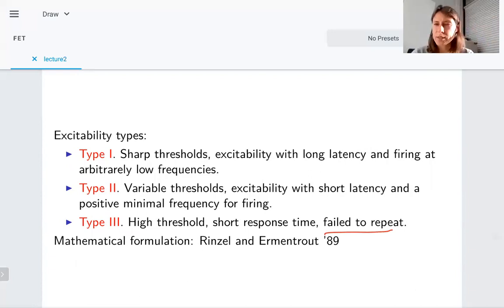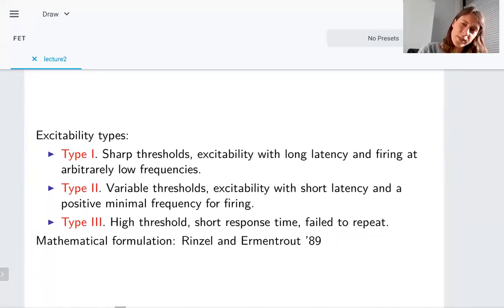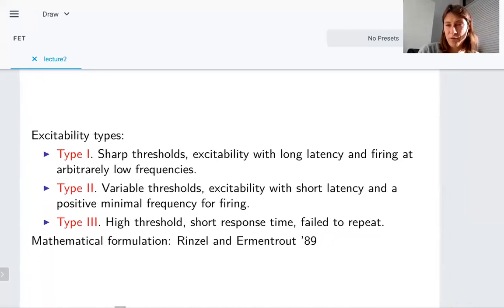And what I want to tell you about is the mathematical formulation that is behind these two excitability classes. Okay. This was proposed by Rinzel and Ermentrout in '89. I think it's a nice work to look at, because it also helps us to review some concepts of dynamical systems. We're going to see that each of these types is linked to a particular bifurcation.